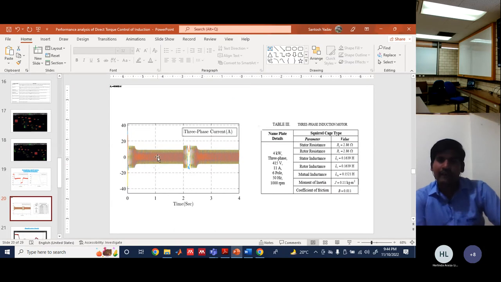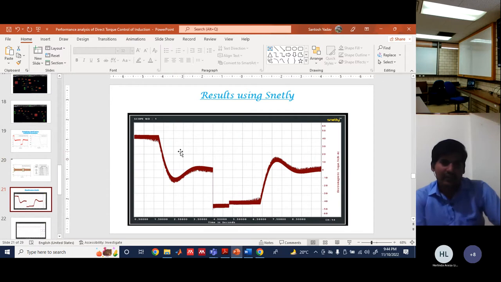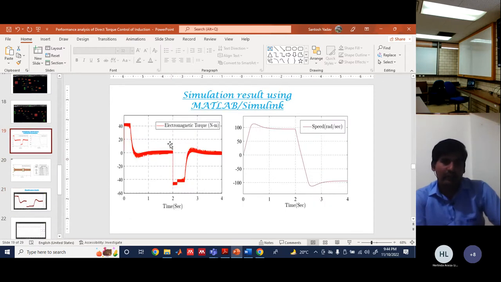This is the three-phase current and the nameplate details that we have used for this project, the stator resistance and all the nameplate details available for the three-phase induction motor. So these are the results, the waveforms that I got in MATLAB. The similar design, the MATLAB design, we have designed in Netly. The Netly platform design is different and the MATLAB design is different. Both have different blocks; MATLAB has its own blocks, and this Netly controller also has different blocks.